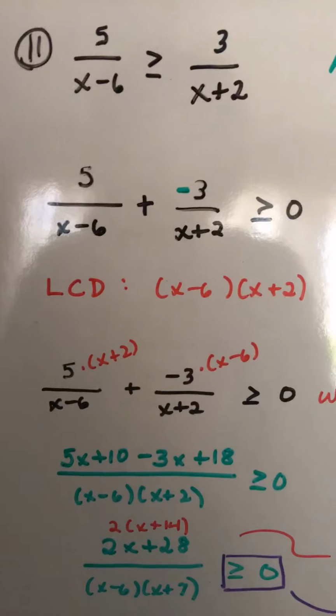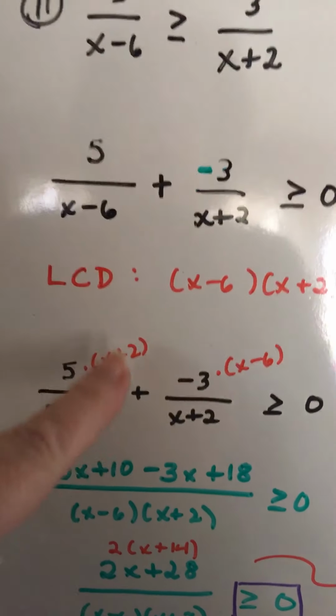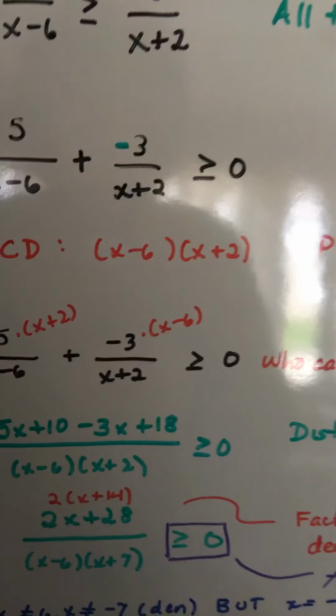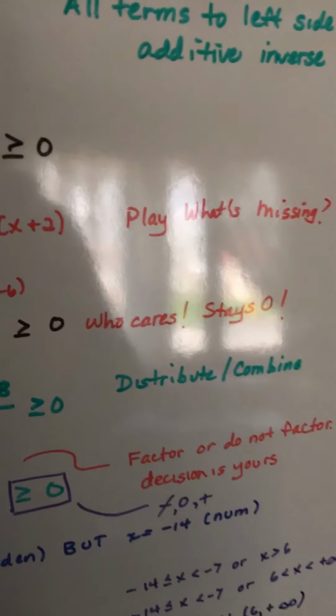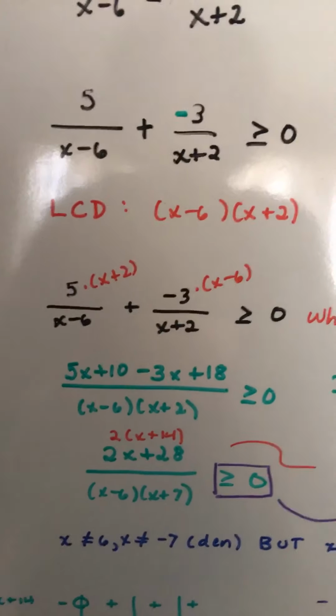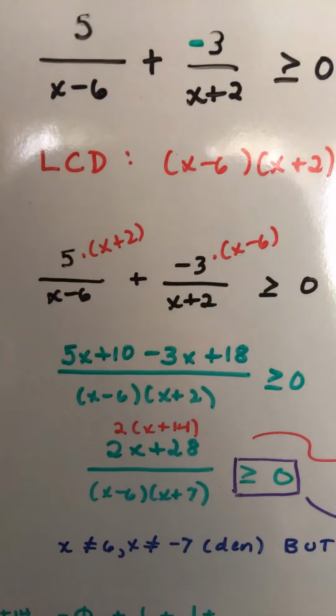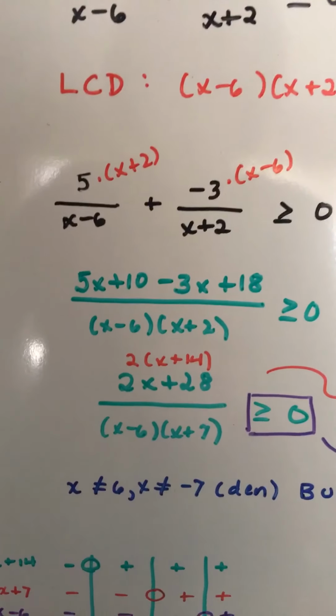I just rewrote the problem so it would be more clear. You could see it more clearly when I play what's missing. And of course, as always, we don't care about the crazy 0, because when you multiply something by 0, it stays the same. So I went ahead and distributed. I combined terms in my numerator.